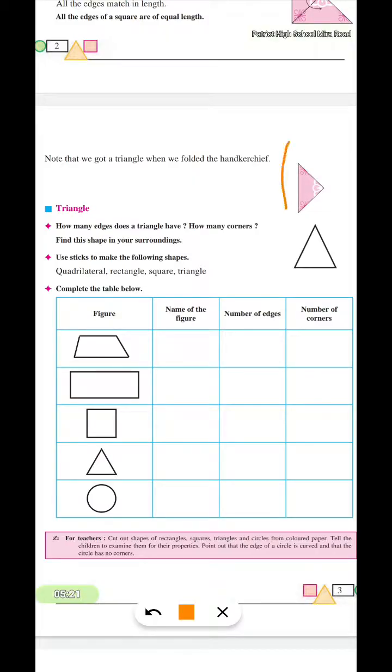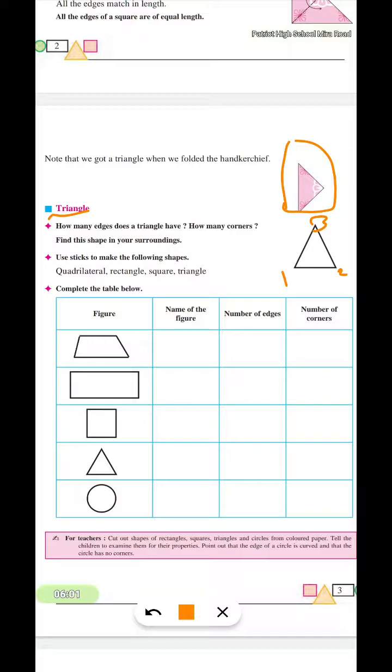Triangle, this forms the triangle. Now the triangle, the first question, how many edges does a triangle have? So we can count them, 1, 2 and 3. Three sides form the three edges of the triangle. How many corners does it have? 1, 2, 3. These are the three corners of the triangle. You can find this shape in the surroundings. You have to search and find out.